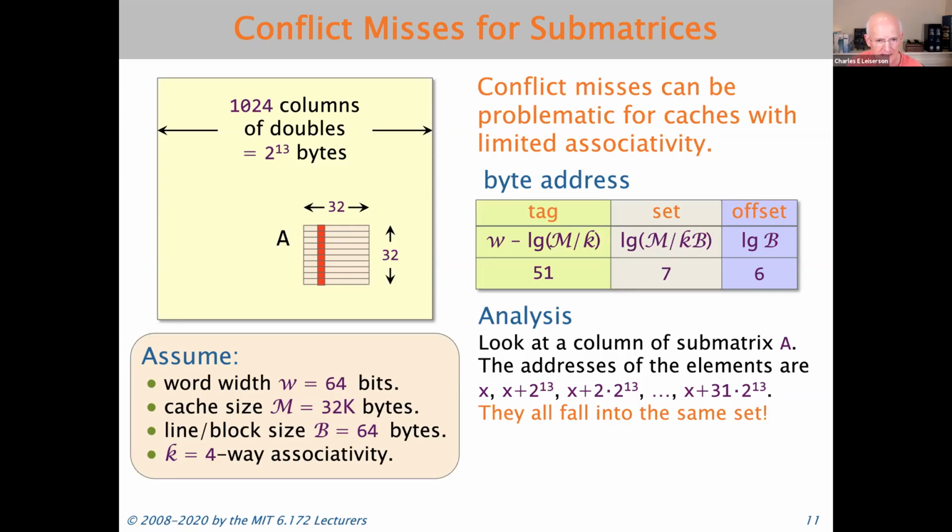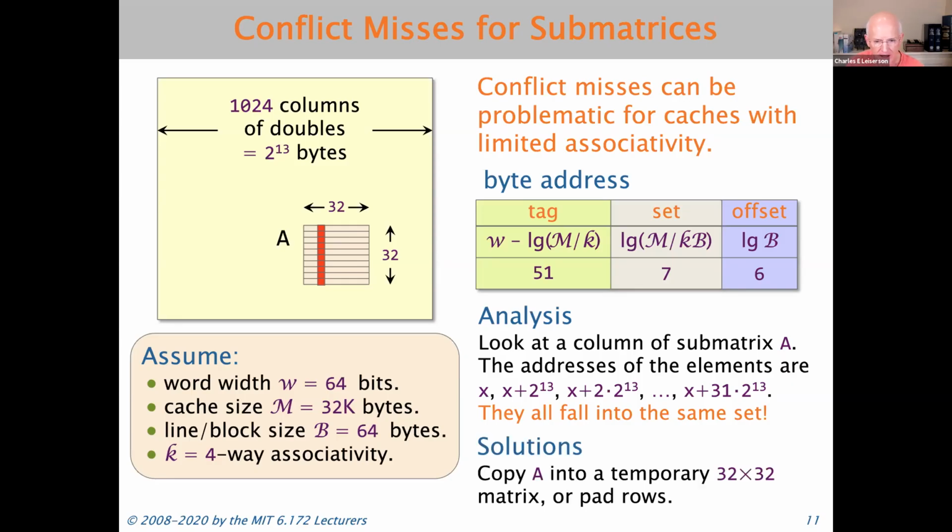Now, there are some solutions to this. One solution is to copy A into a temporary 32 by 32 matrix and access the elements there. That actually can be a very reasonable thing to do if you're doing it frequently enough. Now the column addresses will differ in the set bits rather than in the tag bits. Another solution is to pad the rows so that the column addresses likewise change in the set bits.